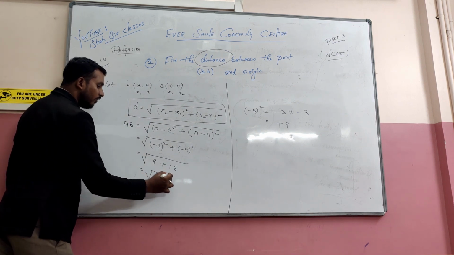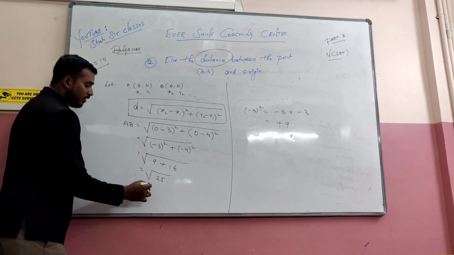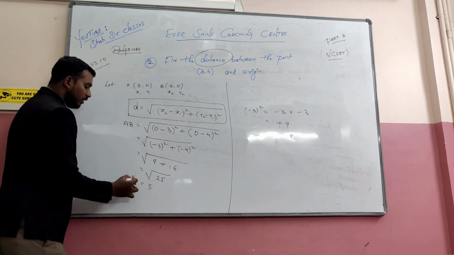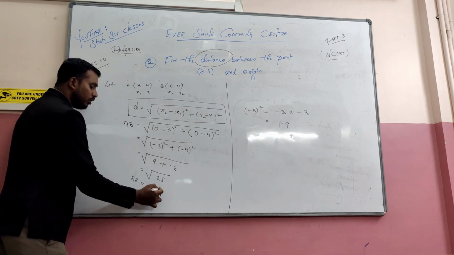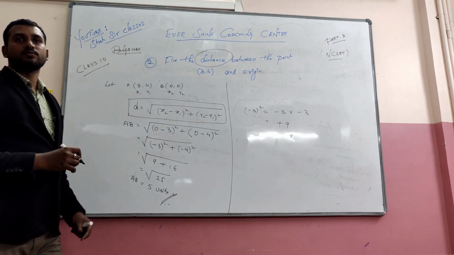That is equals to root of 16 plus 9, 25. What is root 25? 5 because 5 5s are 25. So root 25 is 5. Now we can say that AB is equals to 5 units. Any doubts?